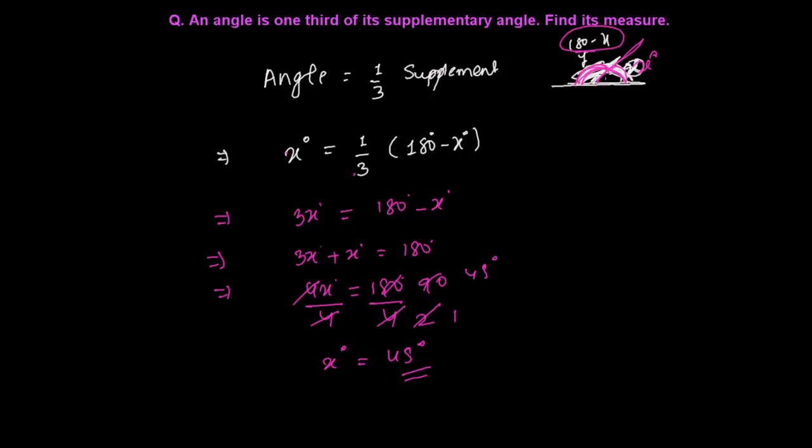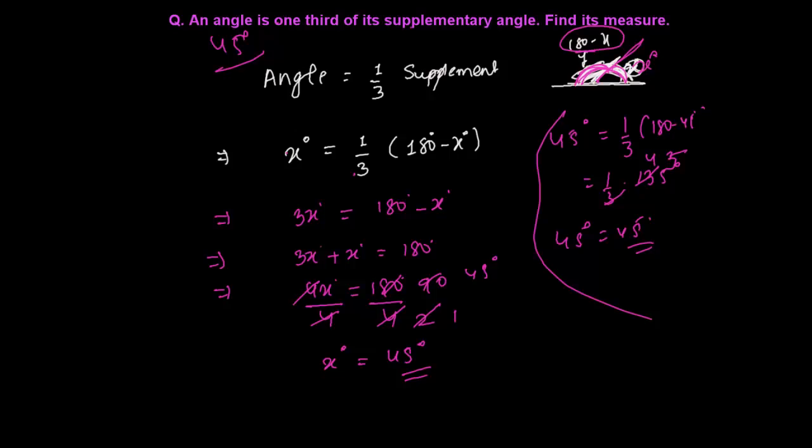So we get that 45 degrees is one third of its supplement angle. Let's check whether it is or not. 45 degrees equals one third of 180 minus 45. 180 minus 45 is 135, and 3 4s are 12, 3 5s are 15. Yes, it is 45 degrees equals 45 degrees. So hence it is verified. So we can say that 45 degrees is one third of its supplement angle.